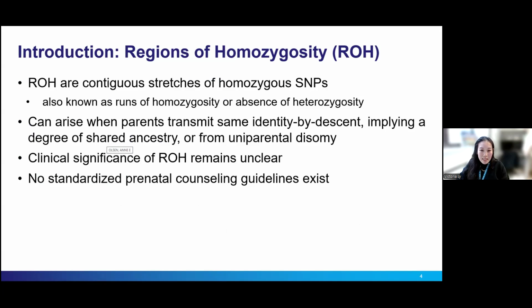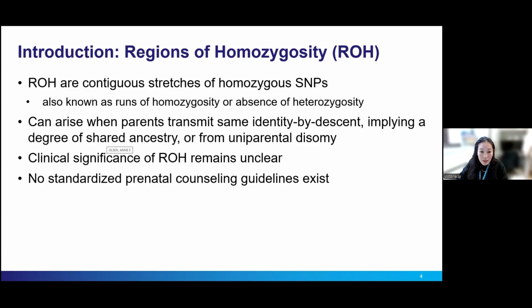Despite rapid advances in medical genetics, important knowledge gaps remain in how we interpret and manage regions of homozygosity, or ROH, also known as absence of heterozygosity. These contiguous stretches of homozygous single nucleotide polymorphisms can arise from shared parental ancestry through identity by descent or from uniparental disomy. Although ROH are increasingly detected by chromosomal microarray, their clinical significance remains poorly understood.